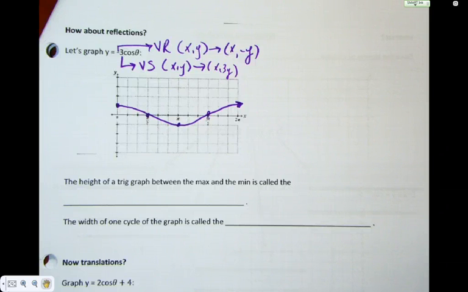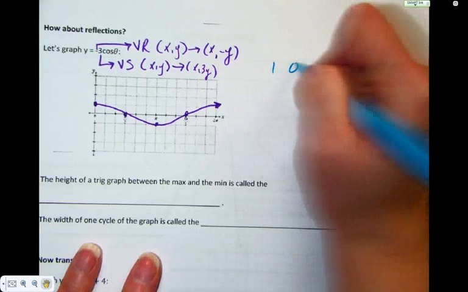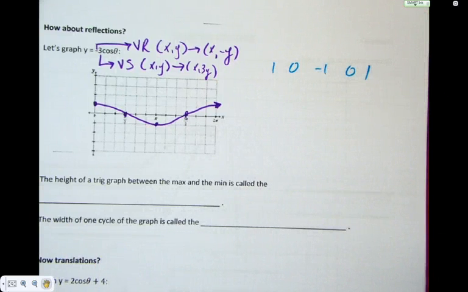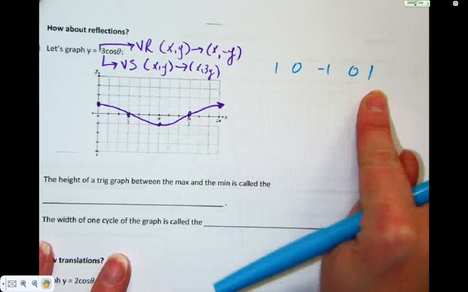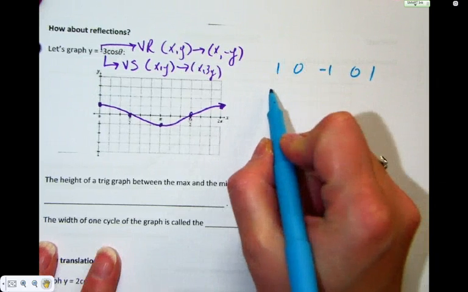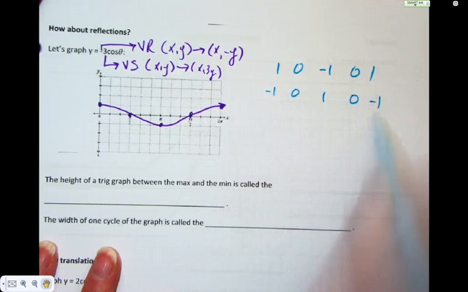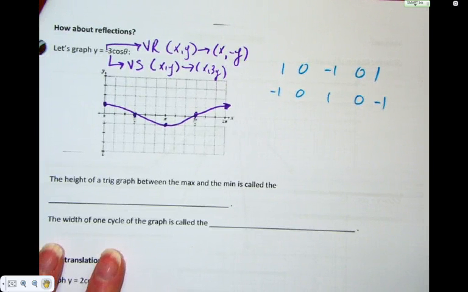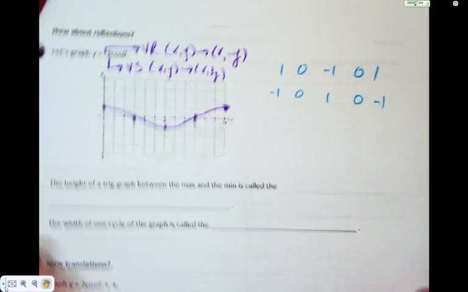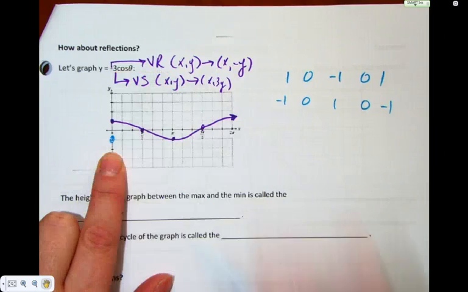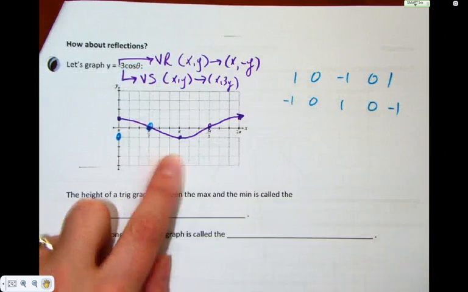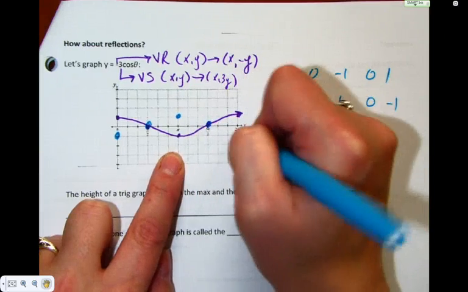Just left to right. So no red yet because we're just going to do our reflection first. So whatever color you want. For visual people, sometimes it helps to write this out if you need to see it. If you don't, don't. What's going to happen if I multiply all these by a negative? It's going to go minus 1, 0, positive 1, 0, minus 1.